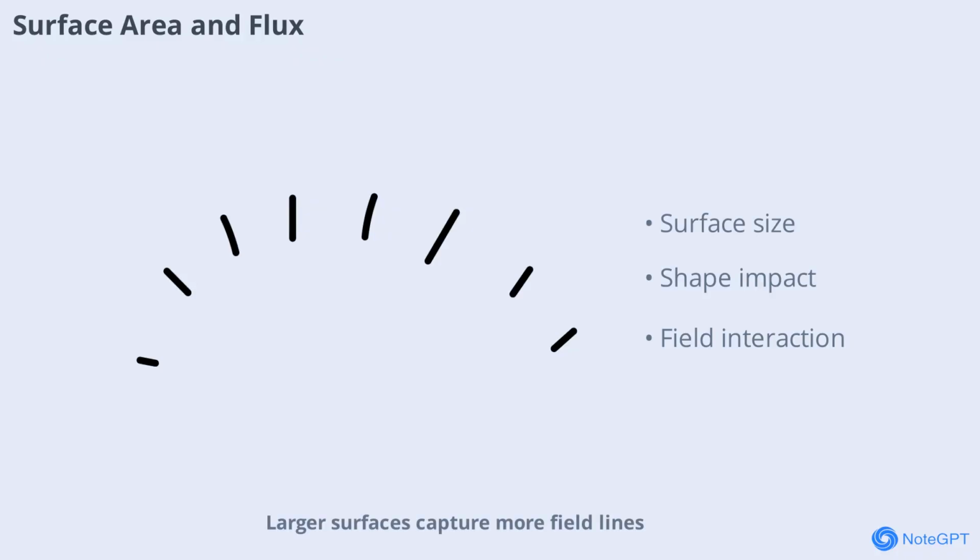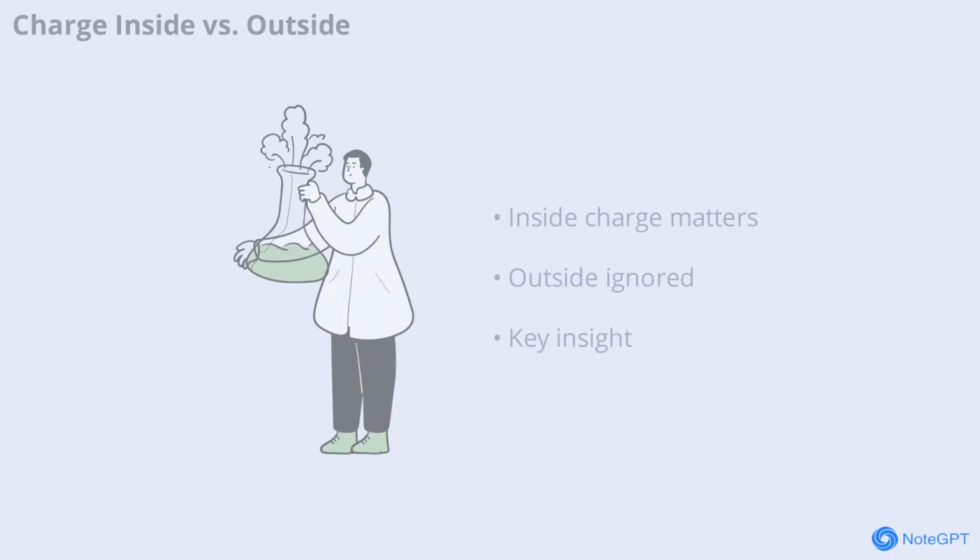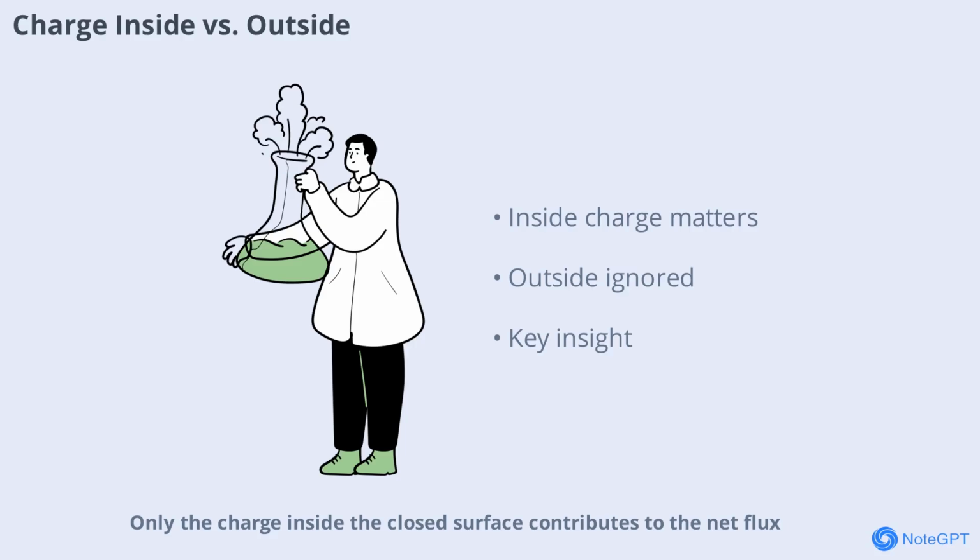The size and shape of the surface directly impact the total flux. Larger surfaces capture more field lines, while the shape can influence how the field interacts with the surface. This is why choosing the right surface is so important. Only the charge inside the closed surface contributes to the net flux. Charges outside the surface have no effect on the total flux through that surface, a key insight provided by Gauss theorem.